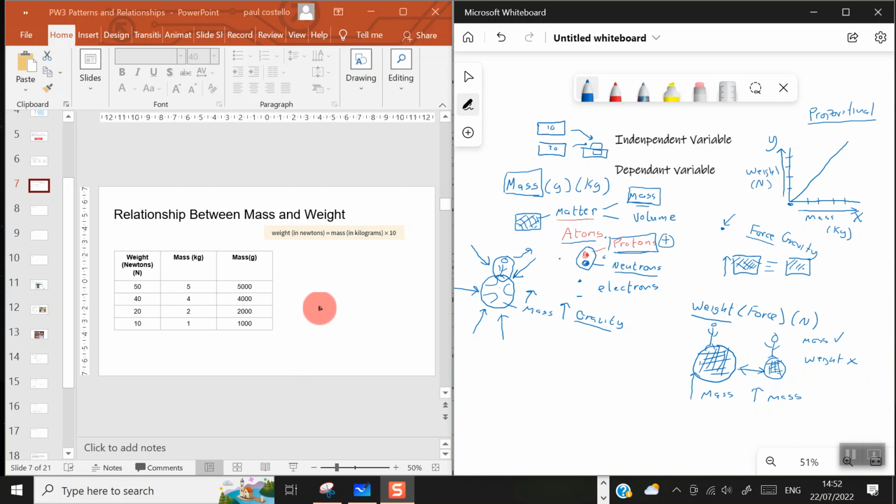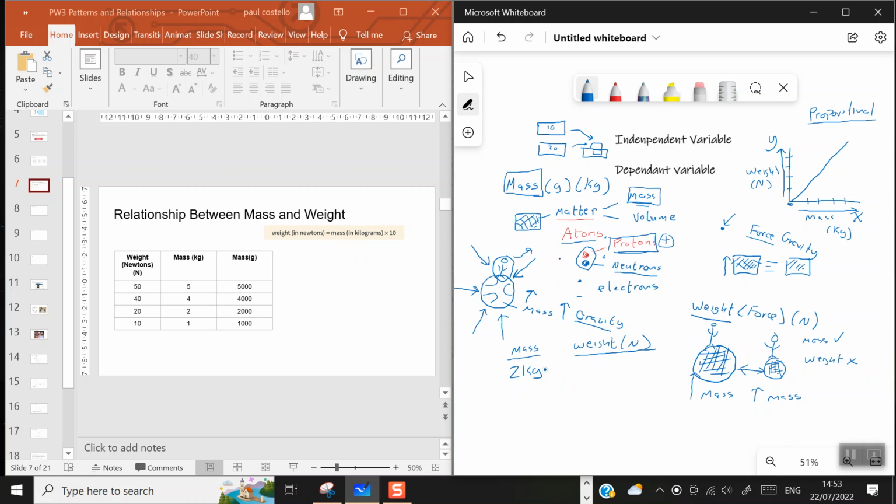So if we wanted to find out, let's say we have 2 kilograms. So 2 kilograms, that's the mass. So what's the weight of that? What's the weight in newtons? Remember, weight is measured in newtons. It's a force. So what we can do is use this formula here.